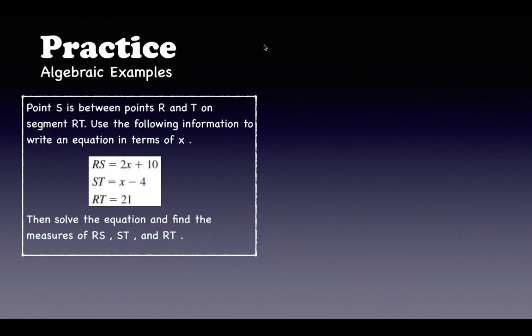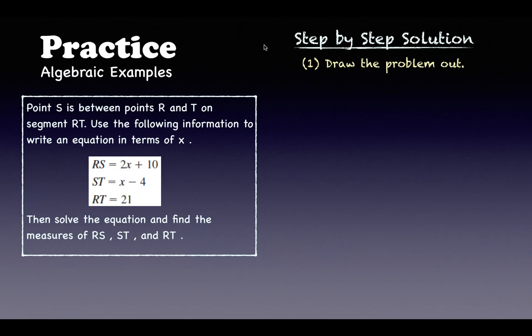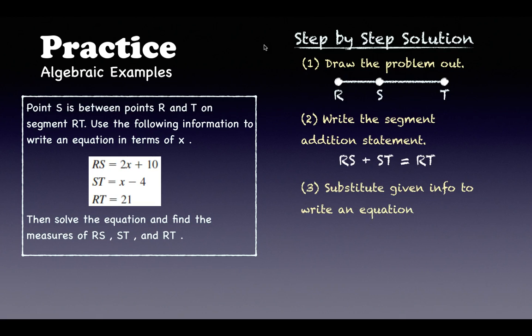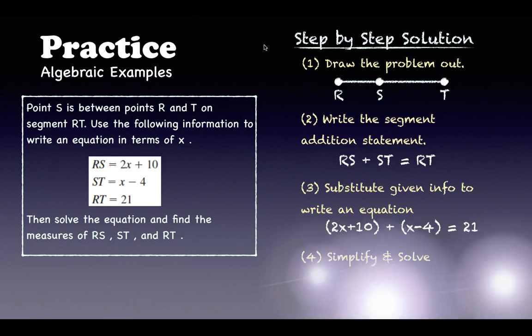So here's a problem that you may see from a textbook, and your first step here is going to be to draw out the problem. They've told you that point S is between points R and T, so we've simply drawn that out. Now we can continue with our segment addition statement, and then we can substitute what each expression is from the given box. And the rest is to combine and simplify and solve for x.